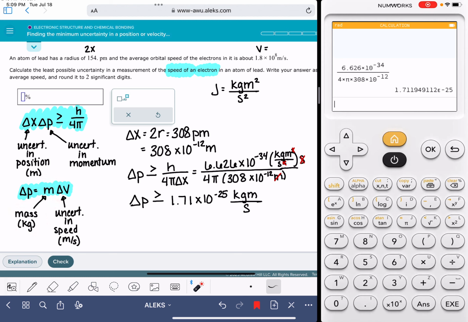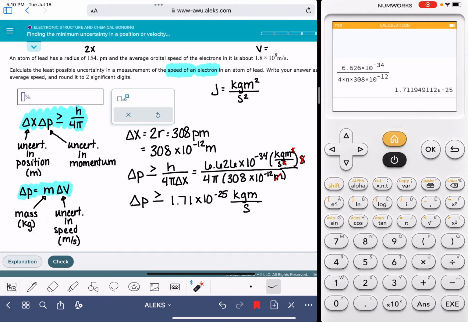So we do have the ability to calculate the uncertainty in the speed. Now here's where you need to be careful about what ALEKS is asking you to focus on, because ALEKS is giving you information about an atom, lead, but it's actually asking us to focus on the speed of the electron. So in this equation where we're plugging in mass, we're plugging in the mass of the electron. We're not plugging in the mass of the lead. There are some versions of the problem where ALEKS is asking you to focus on the atom, in which case you would be plugging in the mass of the atom, not the mass of the electron. So just pay attention to what ALEKS is asking you to do.